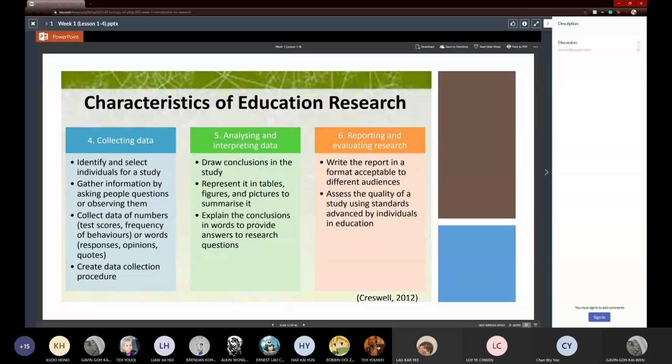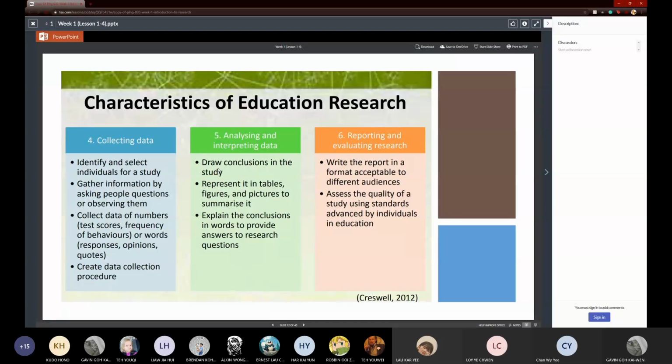Okay, next, like I told you before, then we're going to collect data. We're going to identify, select individuals for a study. We're going to gather information by asking them questions or even observing them, like what I told you before. Survey questionnaire, classroom observations, and interviews. Okay, but you don't have to do all 3. You can pick. For the purpose of our course, I'm only asking you to do survey questionnaire. Okay, because it's easy and I'm going to standardize this.